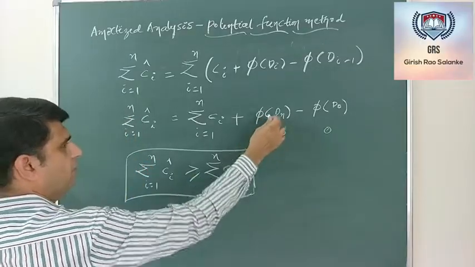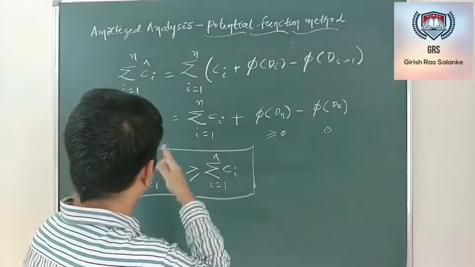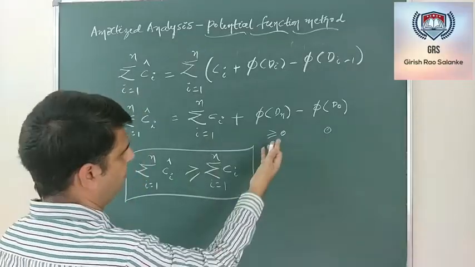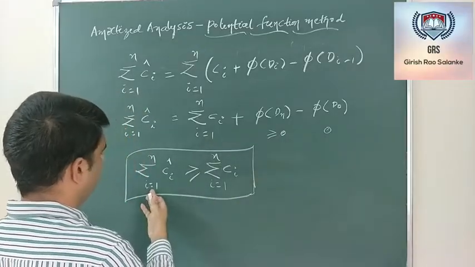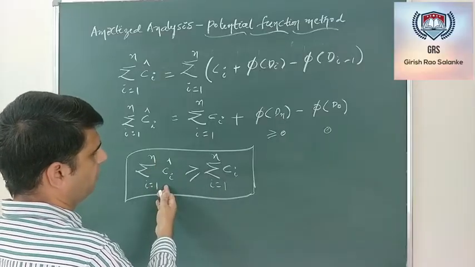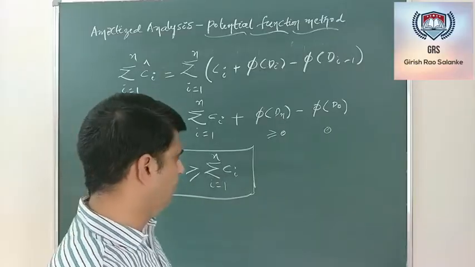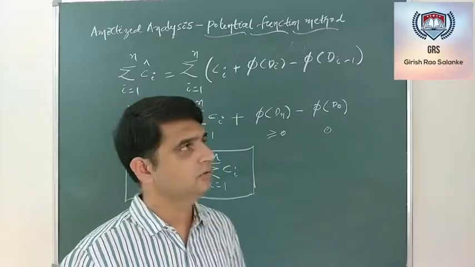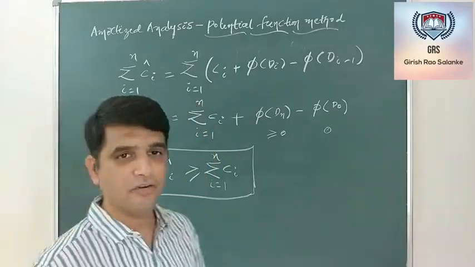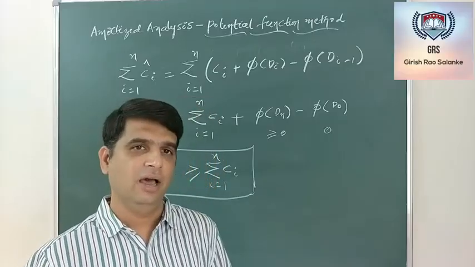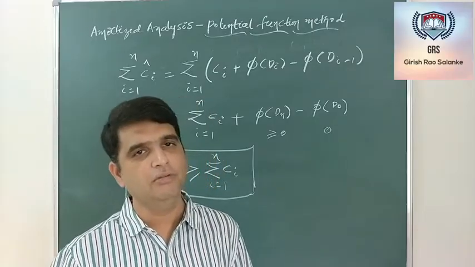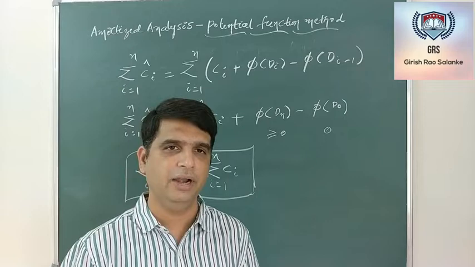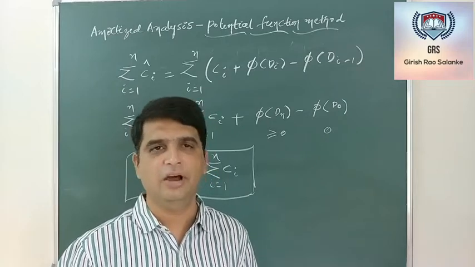Because we have this phi of Dn greater than or equal to 0, maybe if it is greater than 0, then the summation, that is the amortized cost of performing n operations, will always be more than the actual cost of n operations. So this was about how to define a potential function in generalization. Now we will apply this potential function method to the examples that we have discussed.